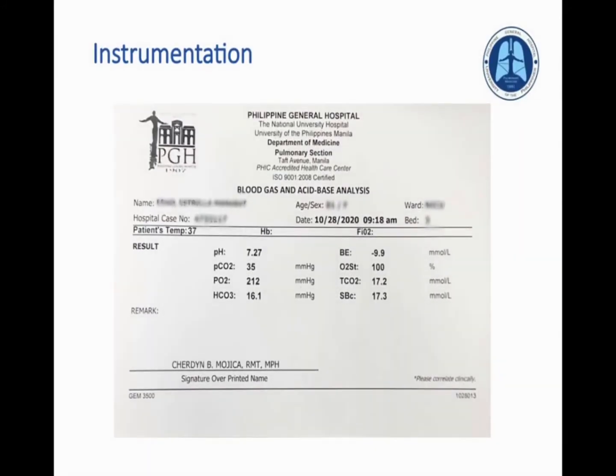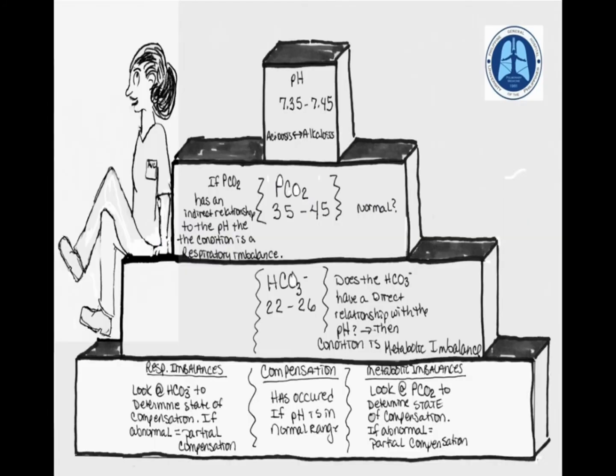In this slide, I would like to show you a sample of our ABG result form. Next, we're going to discuss the steps to ABG analysis. The first step is to look at the pH. When we look at our ABG result, we don't want to talk about the values in terms of being high or low, but we're going to talk about them in terms of being normal, acidotic, or alkalotic.